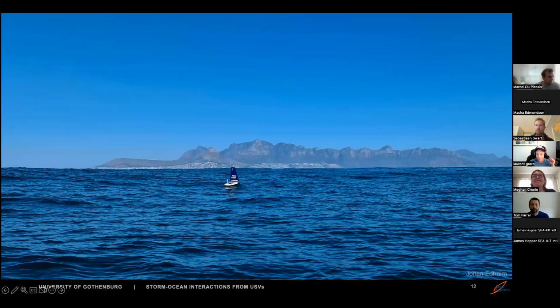I just have a quick question. Is there a sweet spot? What would be the ideal height above the sea surface to gather the most accurate data?